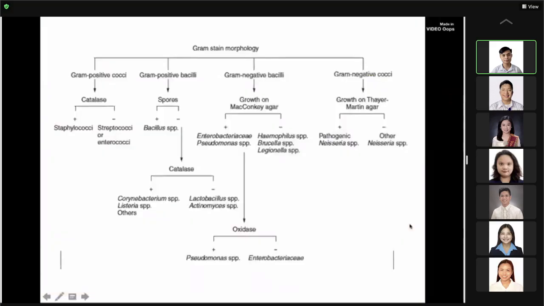So, for example, what we saw in the smear is gram-positive cocci. Gram-positive cocci. So with that, what we will think of is it could be a staphylococcus or a streptococcus. And for us to say that it is staph rather than strep, we will be using the catalase test. We exploit the presence of catalase in staphylococci. So with staph, the test will be positive. If negative, it could either be a strep or enterococci.